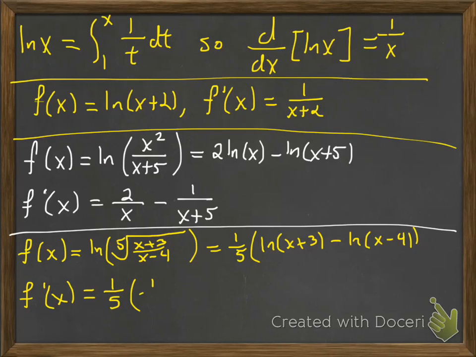And then it's going to be 1 over x plus 3 times the derivative of x plus 3, which is just 1, so it doesn't change anything, minus 1 over x minus 4 times the derivative of x minus 4, which is just 1, so that doesn't change anything. And there you are. I mean, there's other things you can do. You can distribute the 1/5 through, you can find a common denominator, all that kind of stuff, but that's as far as I would like to take it.